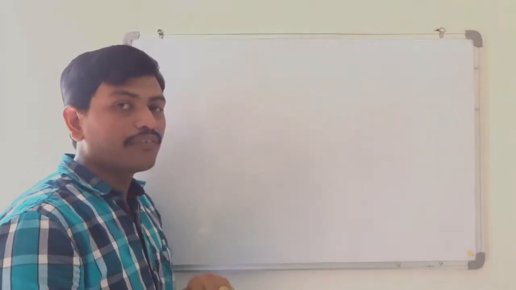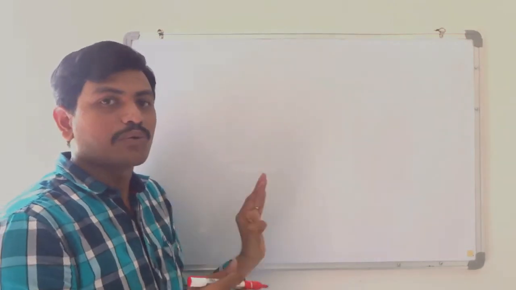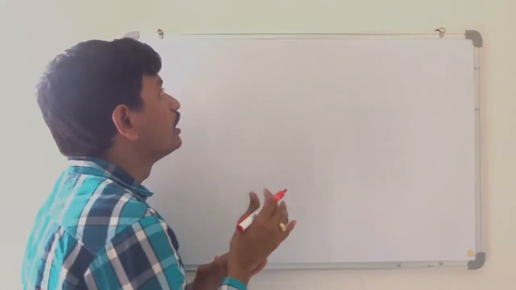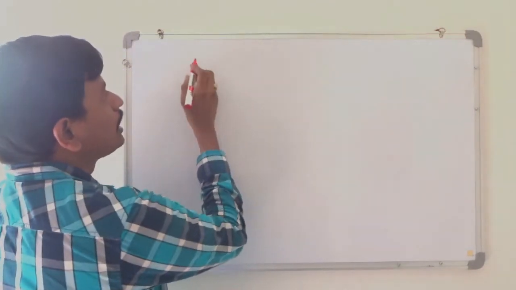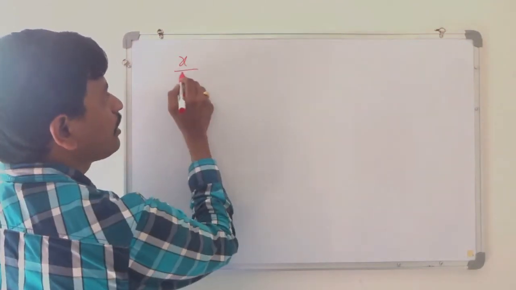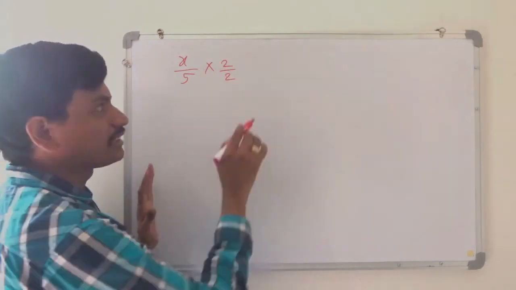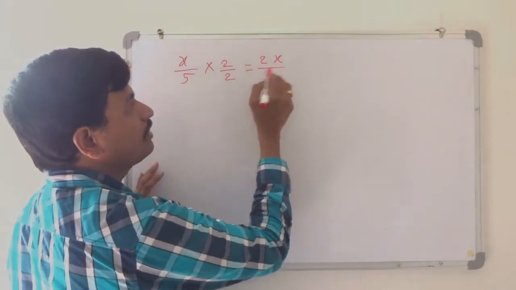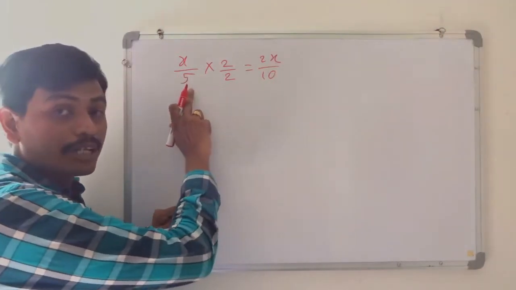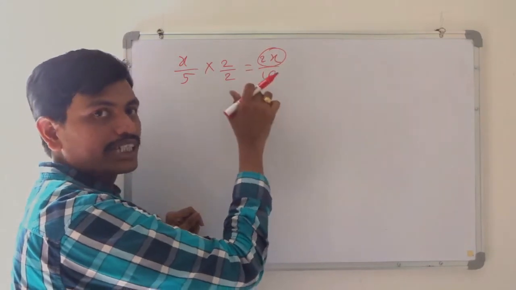Let us find division by 5. For division by 2, 3, 4 there are no tips, but for division by 5 we have a tip. First I'll take some number x, divide by 5, and multiply by 2 by 2. So what do you get? 2x by 10. So to divide by 5, first multiply by 2 and move one decimal place.